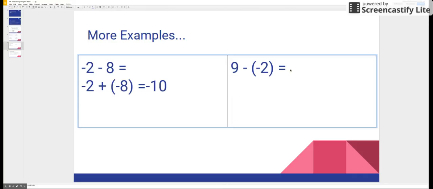And the last example, I have 9 minus negative 2. I'm going to bring down that 9, just keep the first number. That minus sign is going to change to a plus because I'm adding the opposite. The opposite of negative 2 is positive 2. So 9 plus 2 equals 11. So I'm just keeping the first number, I'm switching the operation, and then I'm switching the sign. So I'm keeping the first number, and then I'm just adding the opposite.